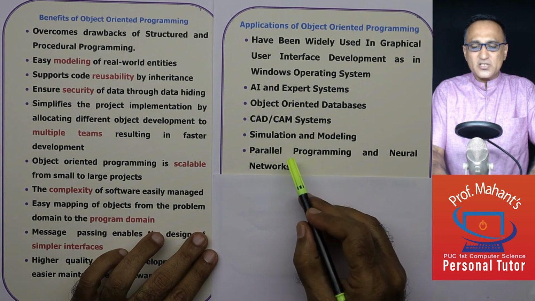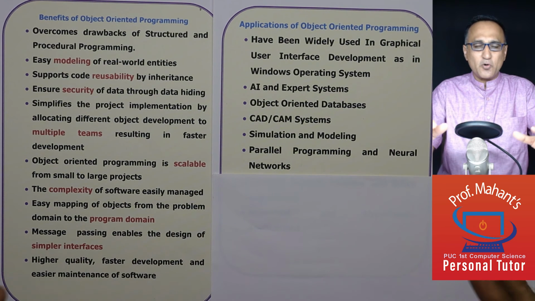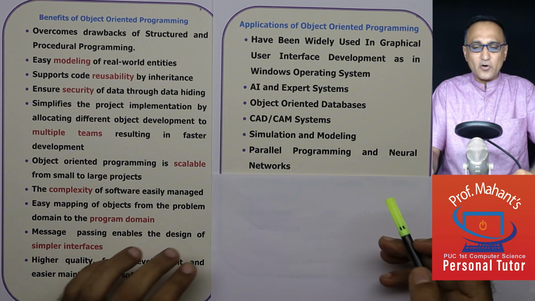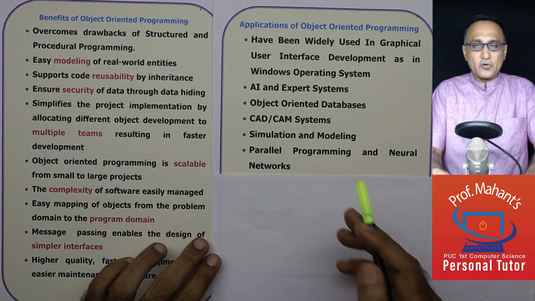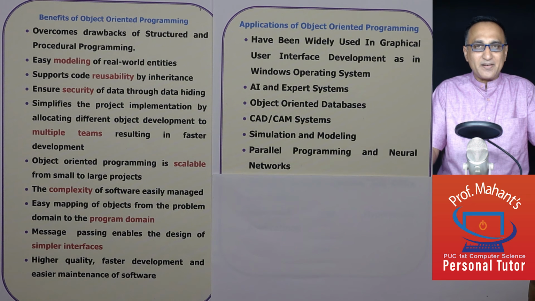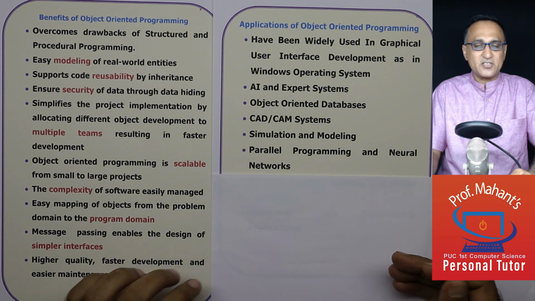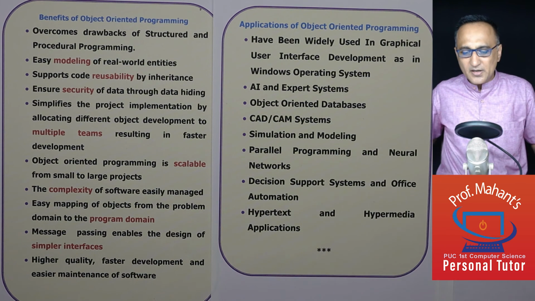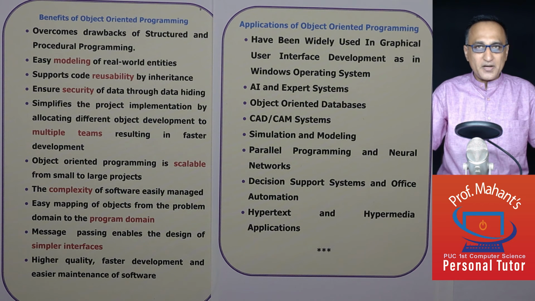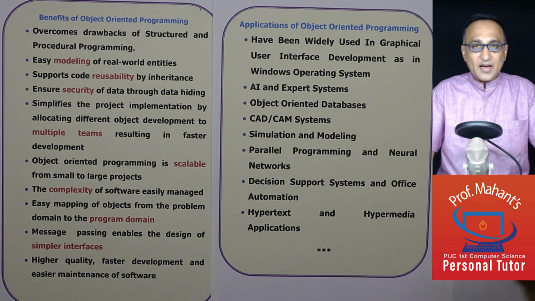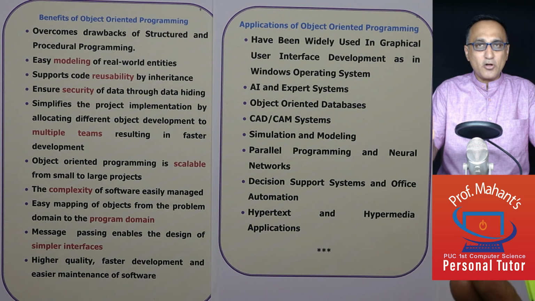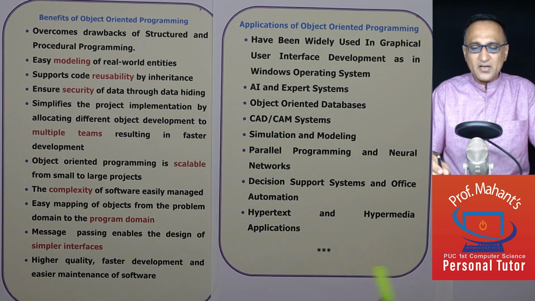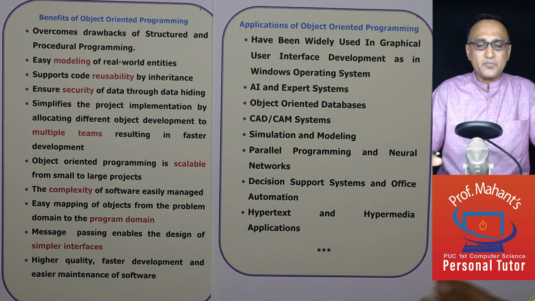Now, this is used in simulation and modeling applications, like modeling a bridge or simulating a bomb blast. These are all examples of use of object-oriented programming. Parallel programming, like the example I gave you of adding matrix elements in parallel, is also an application. Neural networks, for now, just don't worry about it. Decision support systems, automating or developing code for your offices, and hypertext and hypermedia applications, the links and audio and video you see on the web, have all been developed using object oriented programming.